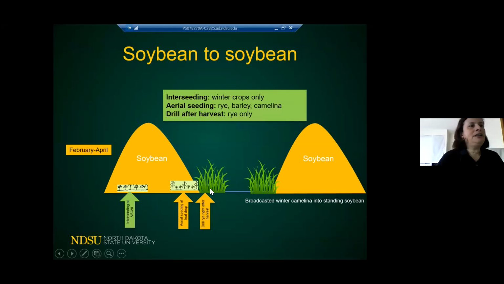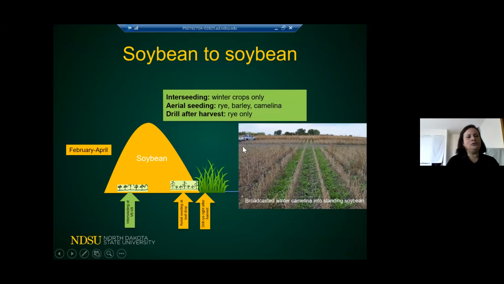So if you have a winter rye, you're going to have a rye come back in the spring and take the moisture and nutrients that we should lose. And also I want to show you, you can do this also with winter camelina because it's also very winter hardy. And here you see this been broadcasted over soybean, standing soybean is already there.